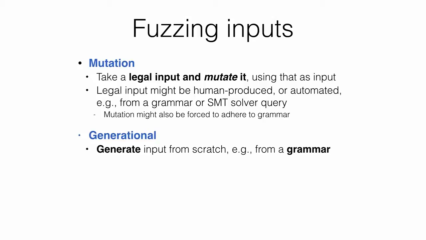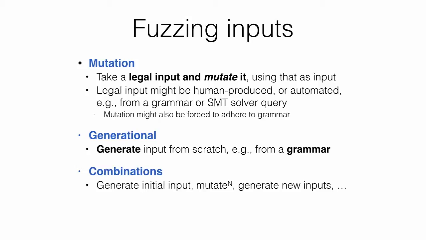The second way that inputs are produced is generational. In this case, the tool generates an input from scratch. It might do so entirely randomly, or it might do so following a grammar to the program. And there may be combinations of these.